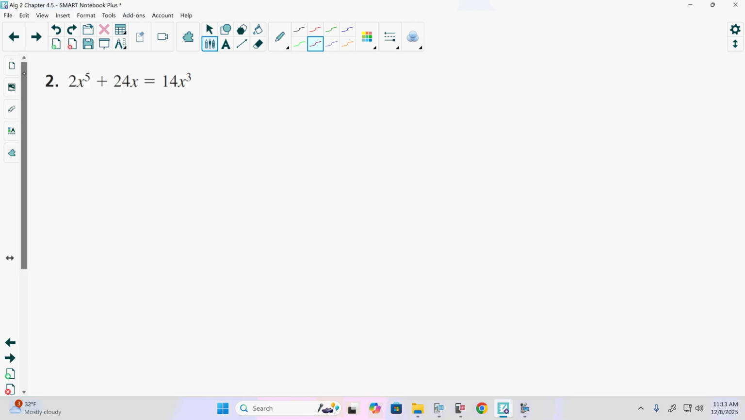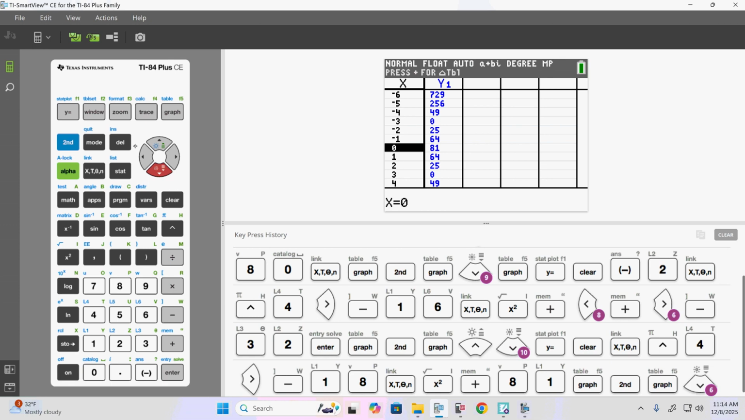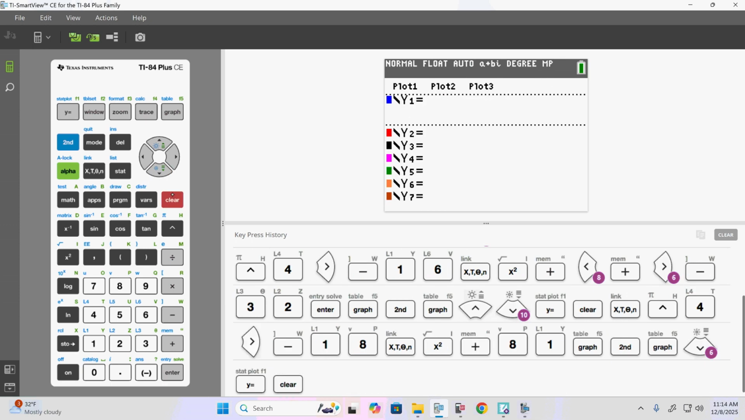So this one here, if we're going to solve this, either by graphing or factoring, we first need to get this equation equal to 0. So the first thing we can do is subtract 14x cubed from both sides. That tells us that we have 2x to the fifth minus 14x cubed plus 24x equal to 0. Again, with solving any of these, we need to make sure we get the equation equal to 0. Then once we get it equal to 0, I would go on and graph it.